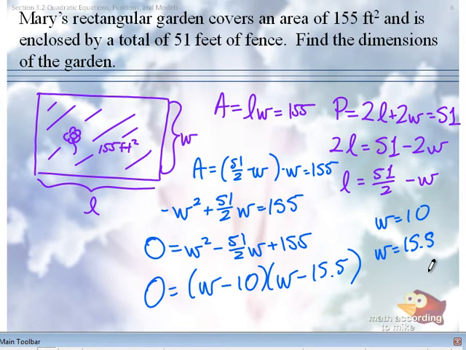Now, this is not typical for a word problem. What usually happens when you have a word problem is you get something that is clearly not a possible answer. These are both possible answers for W. However, if W was 10, the corresponding length would actually be 15.5. I'll just put it there. Because since we have this formula right here, putting in 10 for W gives you L to be 15.5. Or putting in 15.5 for W gives you L to be 10.